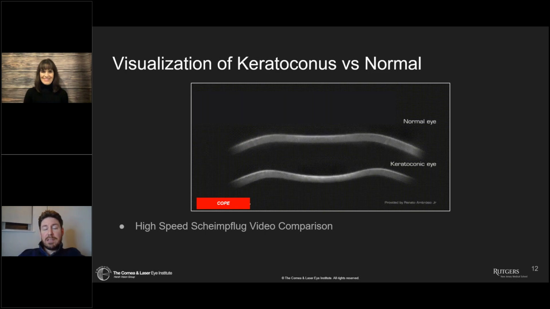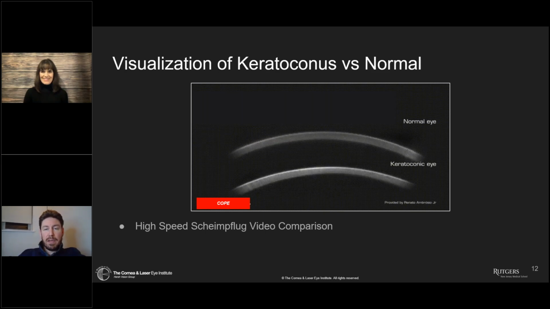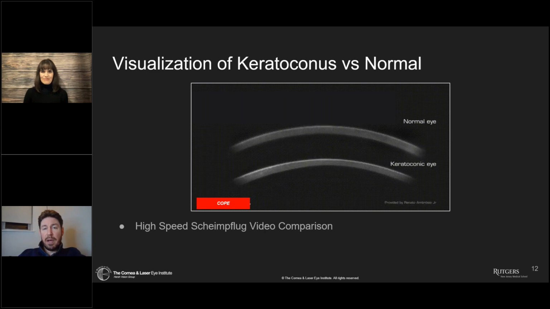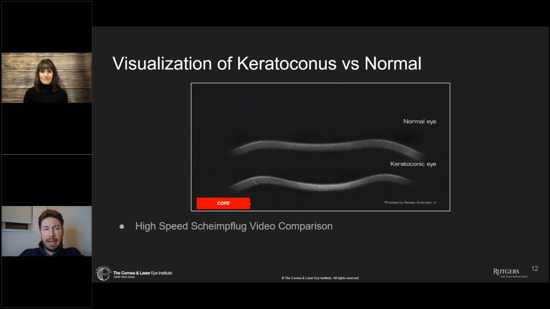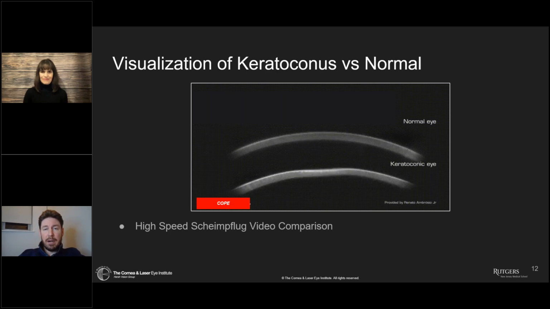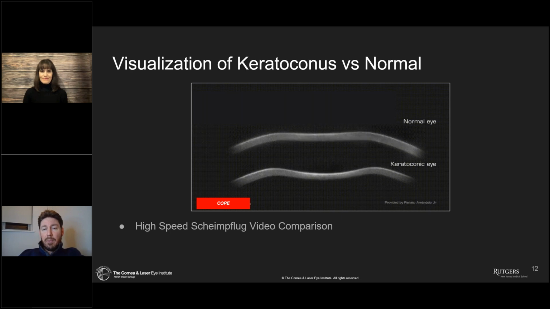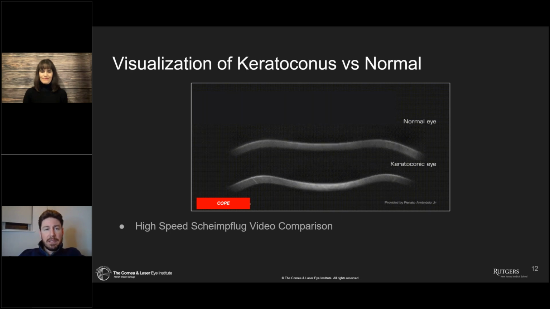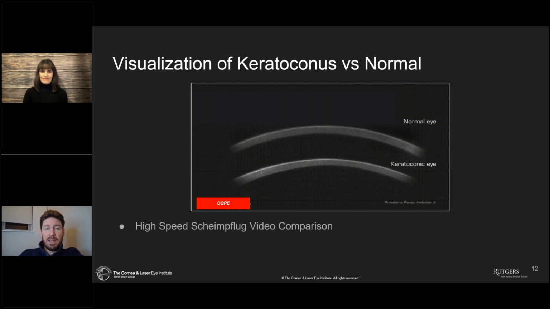Perfect. So we can visualize this using a high-speed Scheimpflug camera. This is a device available outside of the United States, the Corvus ST. What we're doing is hitting the cornea with a puff of air, very similar to your NCT or what you might have with a Reichert device in the US. But this is actually Scheimpflug high-speed video, so you can actually watch the deformation of the corneas.